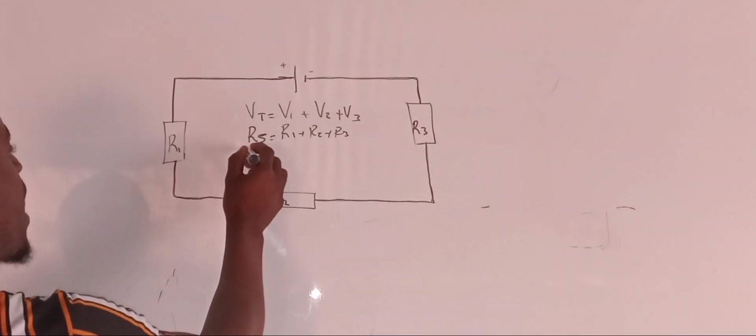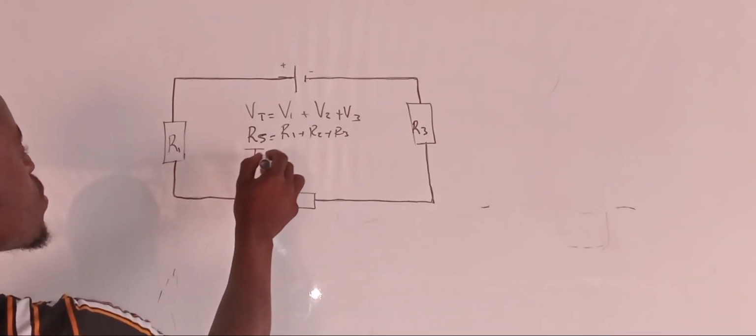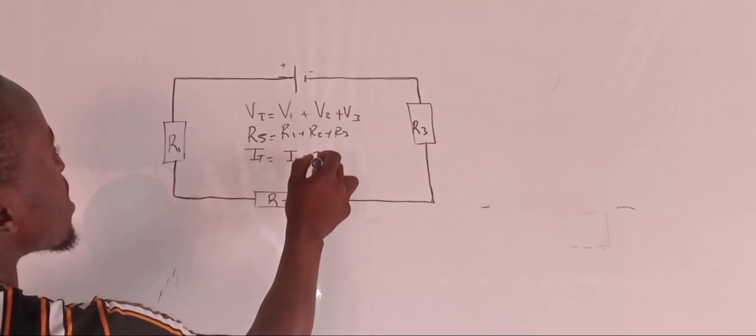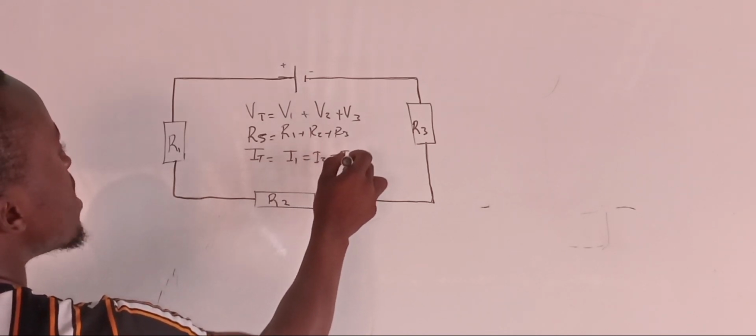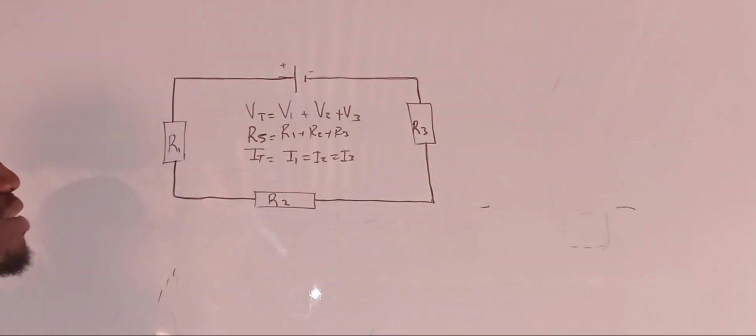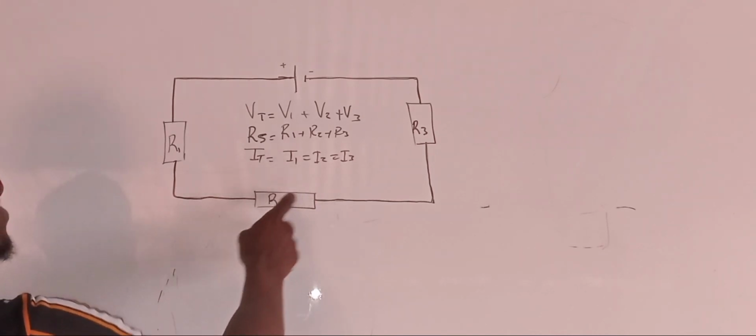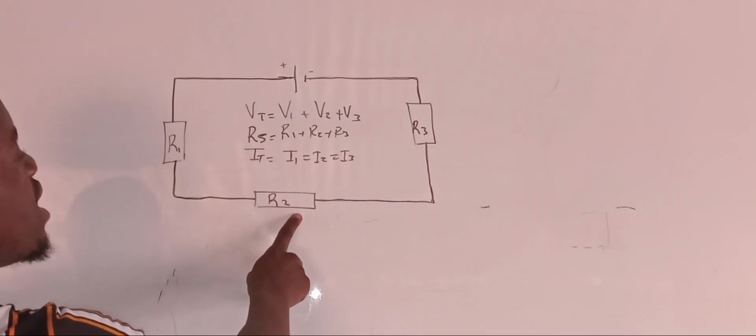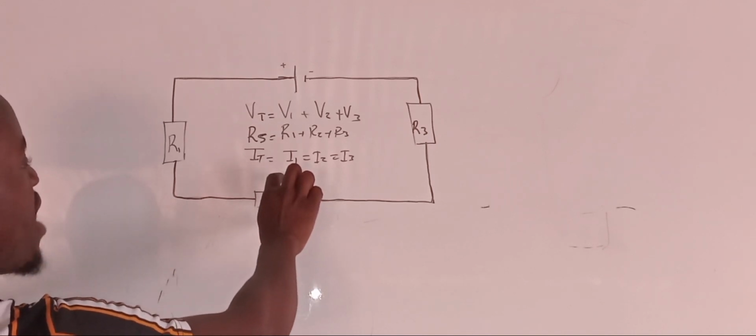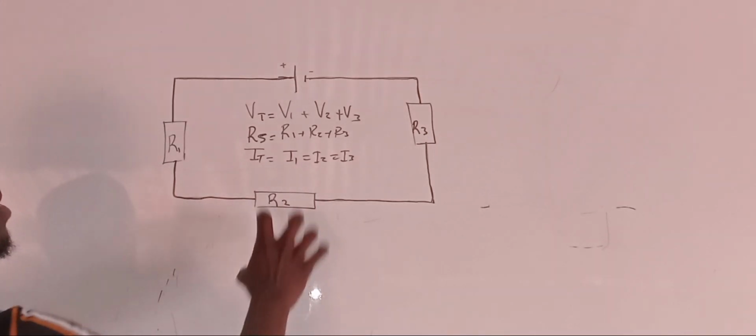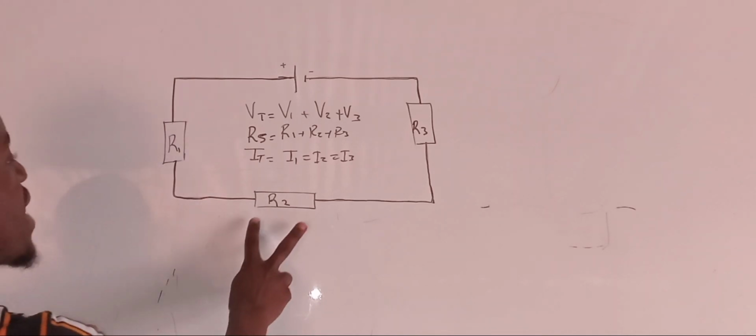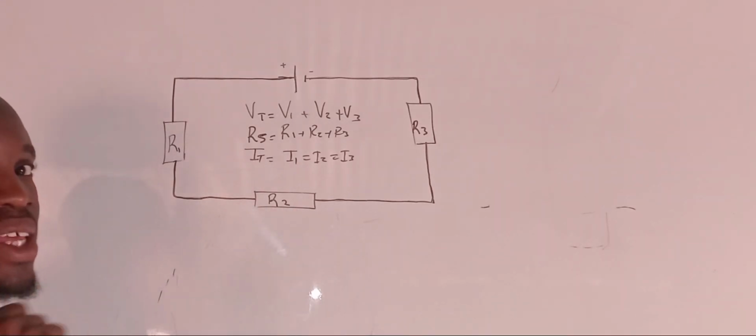Now, what about the I total? We know that I total equals I at resistor number 1 or I at resistor number 2 or I at resistor number 3, meaning that I can calculate the I total only by using R1. Let me say I'm given the value of R here and I'm given the value of V. I can use this resistor to calculate the total current, because the current that is flowing in resistor number 2 is the total current.